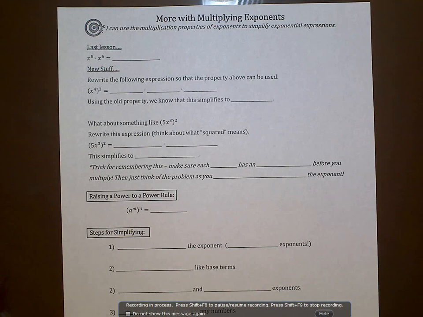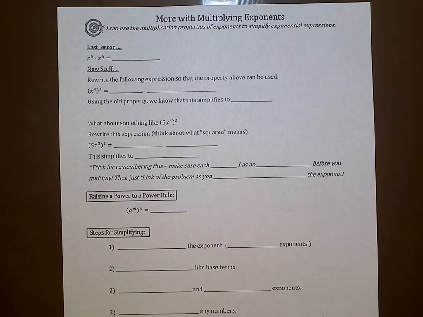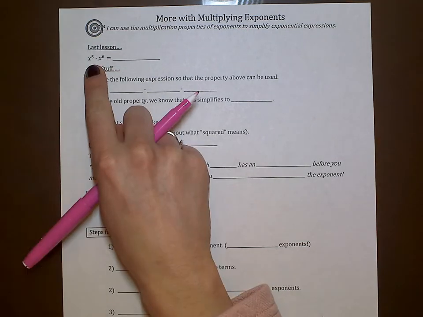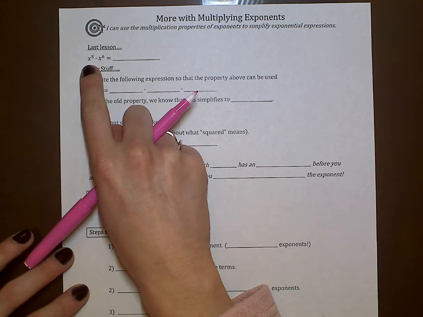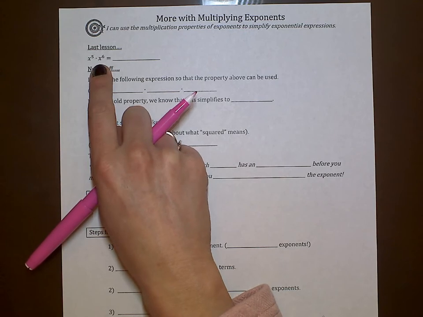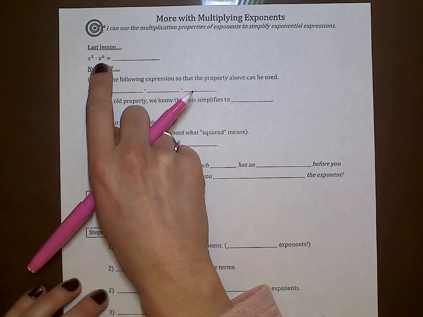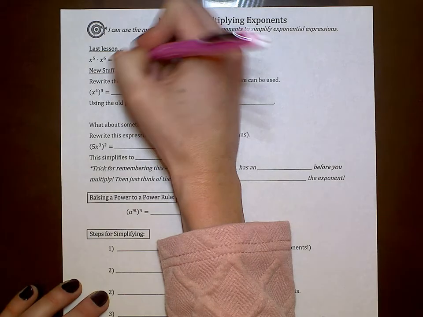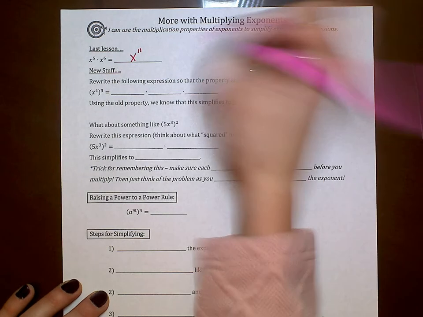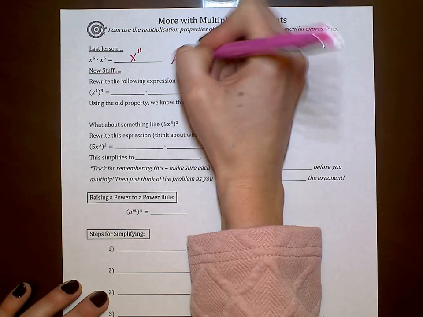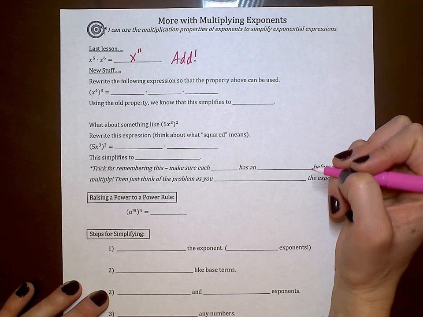We're picking up right where we left off last time and going straight into more multiplying exponent stuff. So remember last lesson, we did things like x to the fifth times x to the sixth. There's 5 x's here, there's 6 x's here. So we just added the exponents together and we simplified this to be x to the 11th. Okay, so that was multiplying exponents last time.